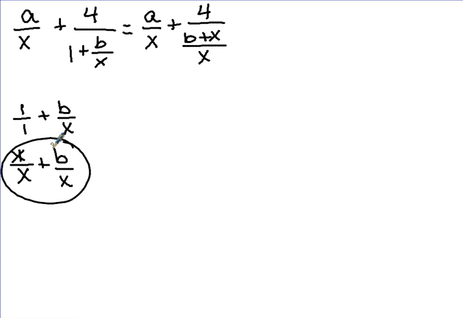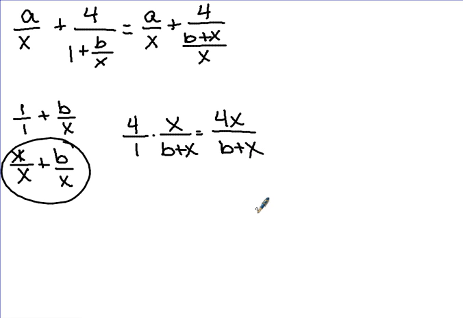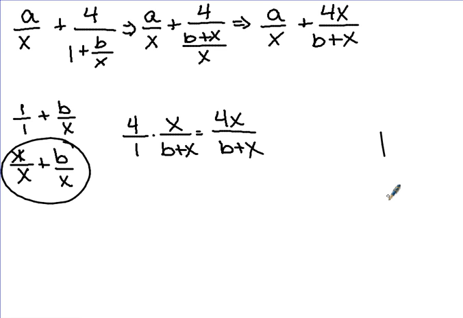Now, in order to simplify that complex fraction, we do the numerator, which is 4 over 1, times the reciprocal of the denominator. The reciprocal of the denominator is x over b plus x. So we want to multiply across, and we get 4x over b plus x. So now I've taken this problem and simplified it even further to say a over x plus 4x over b plus x. Now we need to find a common denominator for x and b plus x.